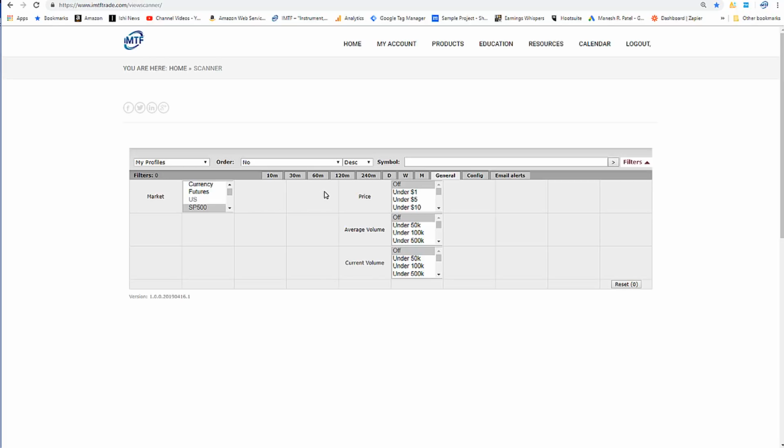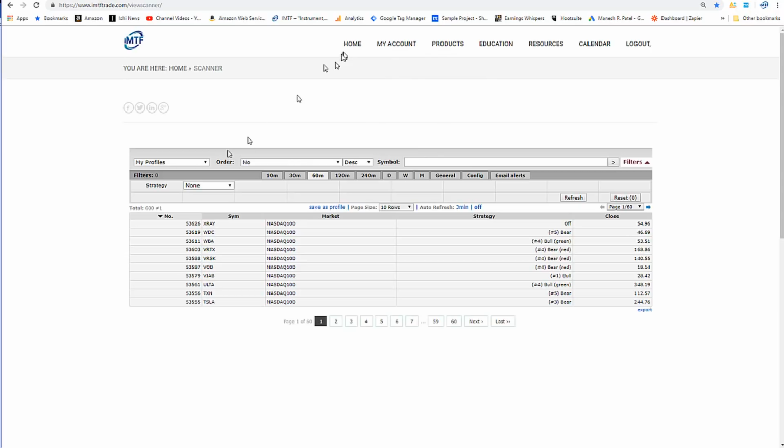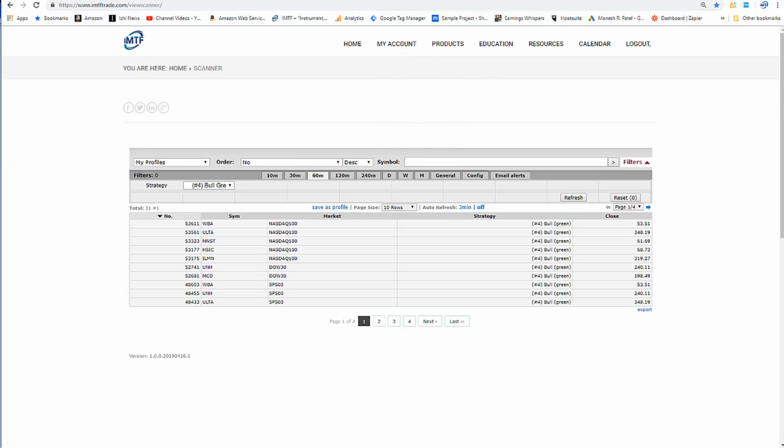Okay. Once I've done that, now we want to look for high probability bullish setups. So the key thing is what time frame to choose. If you want to be more aggressive, then you're going to look for bullish setups on a 30-minute. If you're more conservative, then you're going to go down to a 60-minute and start looking for bullish setups. So I'm going to come here to the 60-minute. Okay. And I'm going to come to the strategy. I'm going to choose green, bullish green setup right there.